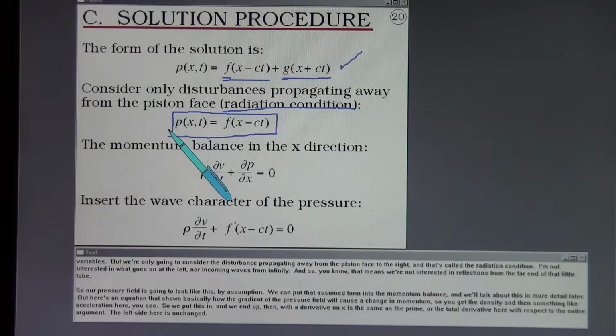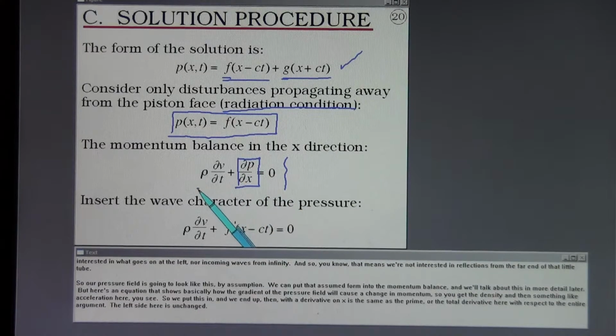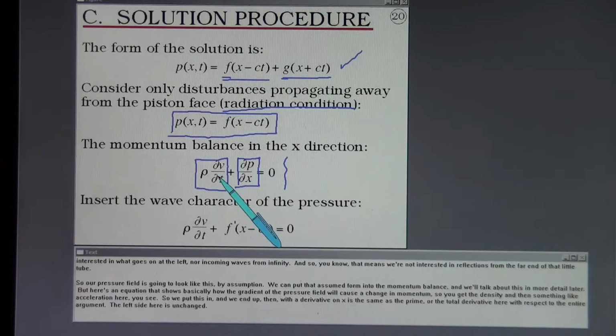Now we can put that assumed form into the momentum balance, and we'll talk about this in more detail later, but here's an equation that shows basically how the gradient of the pressure field will cause a change in momentum. So you get the density and then something like acceleration here you see. So we put this in, and we end up then with a derivative on x that is the same as the prime, or the total derivative here, with respect to the entire argument. The left side here is unchanged.